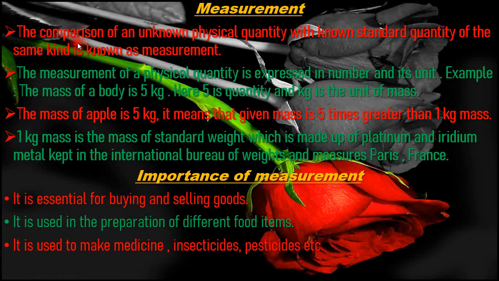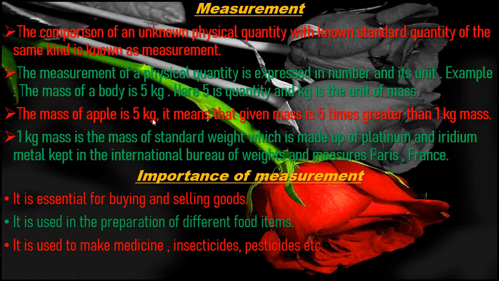For example, here the mass of a body is 5 kg, and in this sentence we can see that there is 5 kg. This is a measurement, and it is expressed here with the help of quantity and unit. Here 5 is the quantity and kg is the unit of mass. So we must be clear that quantity is expressed in number and its unit as well.